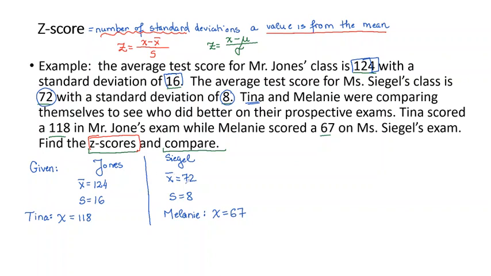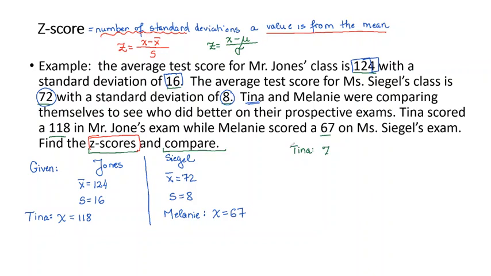Siegel has a different scoring system. It's like comparing apples and oranges. But the z-score will allow us to compare the results. So let's find Melanie. Well, actually, first we'll find Tina's z-score, and then Melanie's z-score.